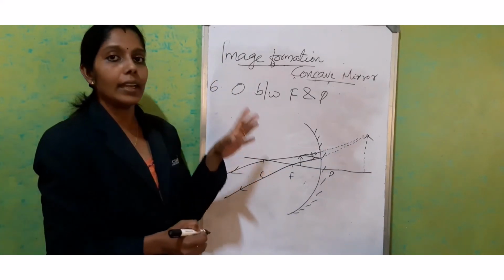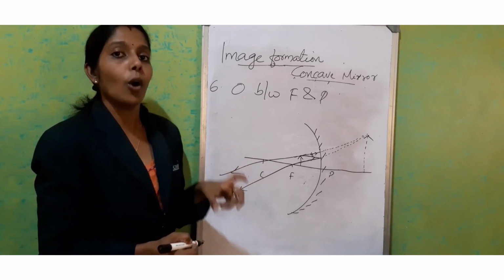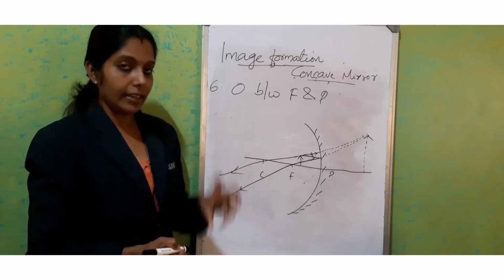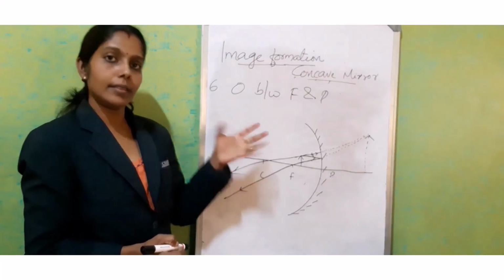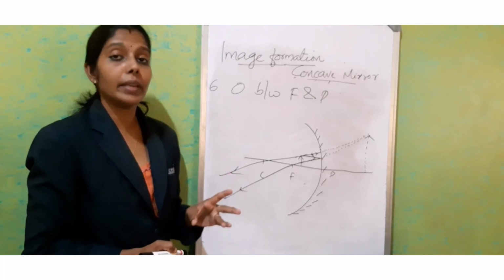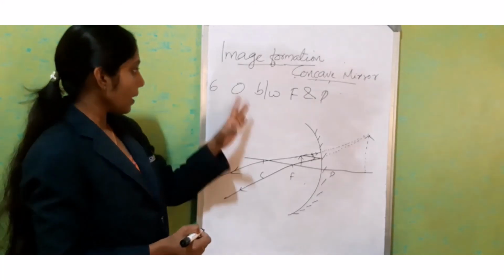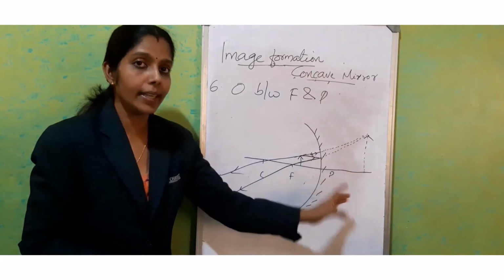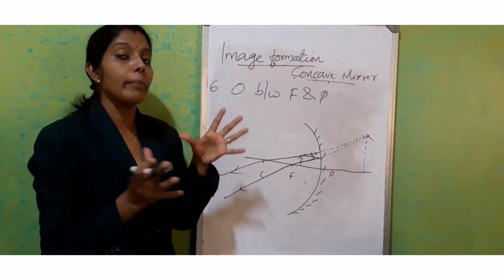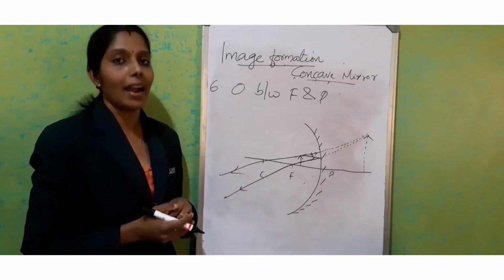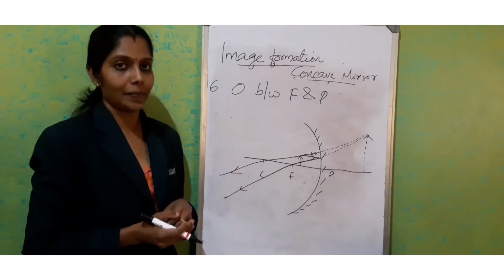This is the only exceptional case of concave mirror. In the rest of the 5 cases, we will get a real, inverted image. Size will vary depending upon the positions, but we will always get a real and inverted image. But in the case of the 6th case, we will get an erect, virtual and magnified image.